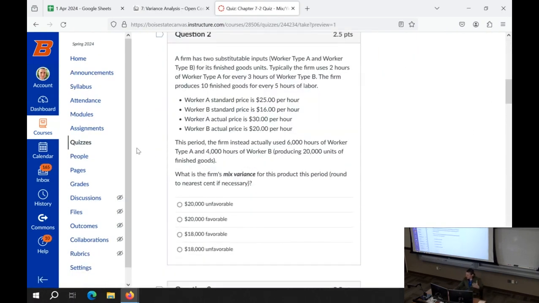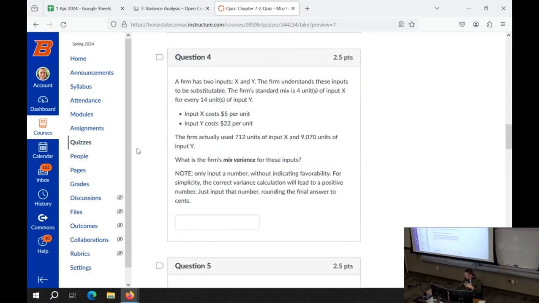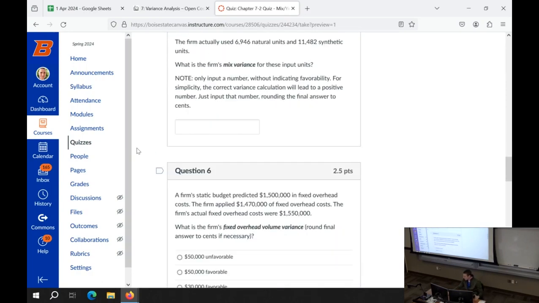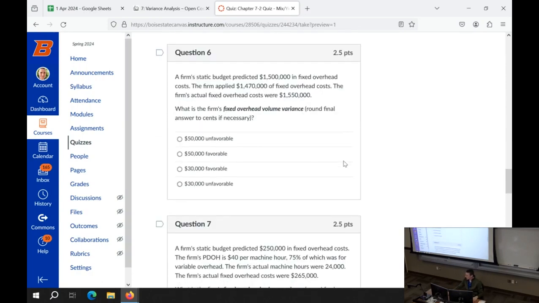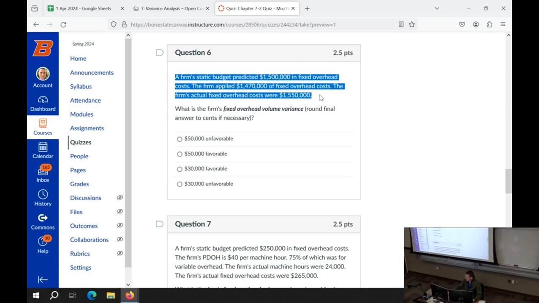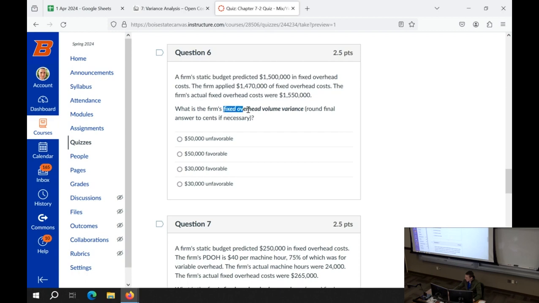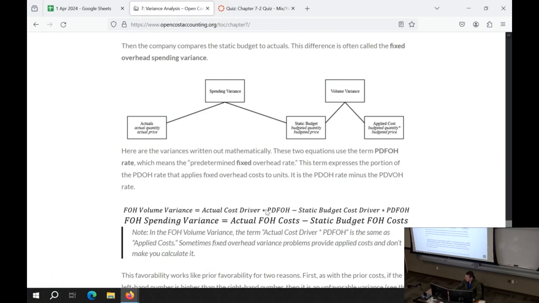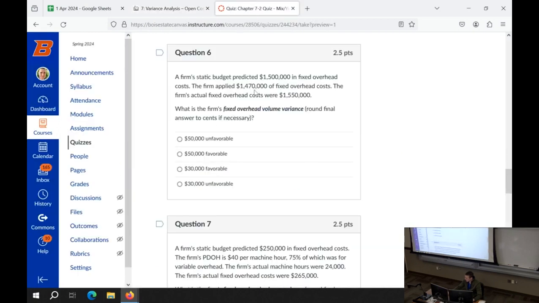So let's jump past the mix and yield questions, which are the first 5 questions, I think, of the 7-2 quiz. And let's look for some of the fixed and variable overhead costs. Let's just look at what these things look like. Notice you have 3 big numbers in the first paragraph, and I'm asking for the fixed overhead volume variance. So I'm literally saying you need to subtract 2 of these numbers. You have 3. Subtract the right 2, and determine favorability.